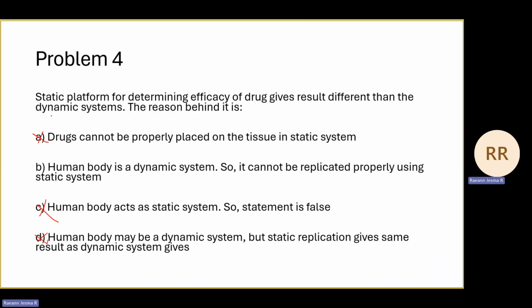So this is wrong. The correct answer is option B. Human body is a dynamic system, so it cannot be replicated properly using a static system. In the human body, it is dynamic because blood is continuously flowing through, and various cells will interact with each other continuously.